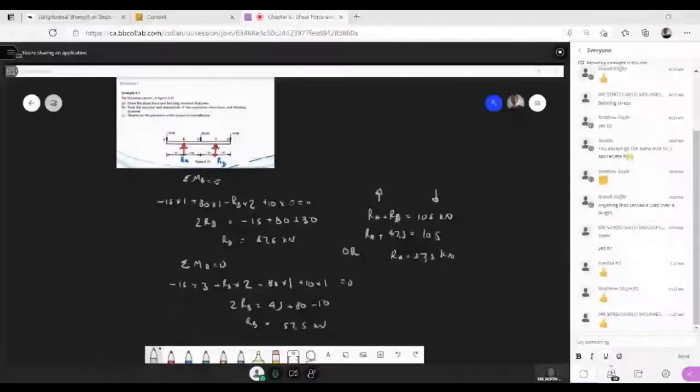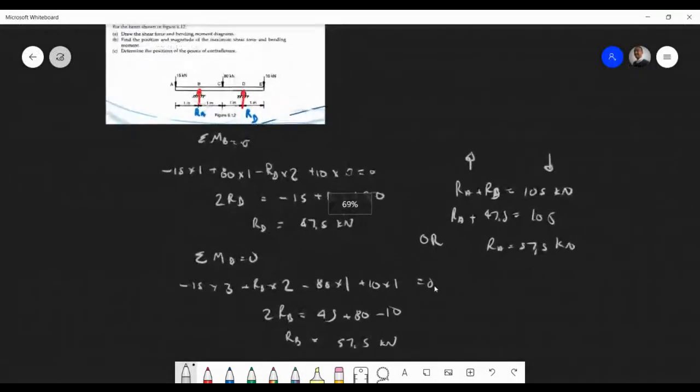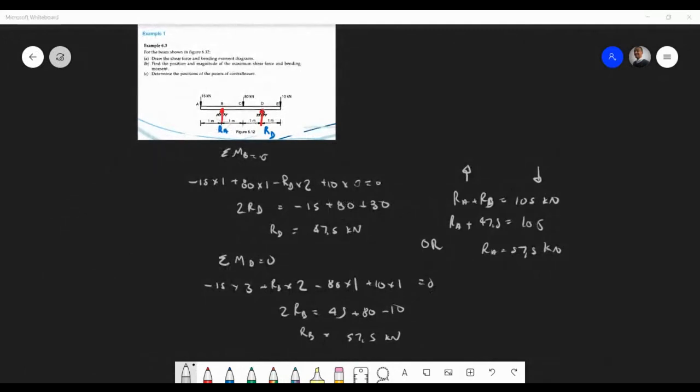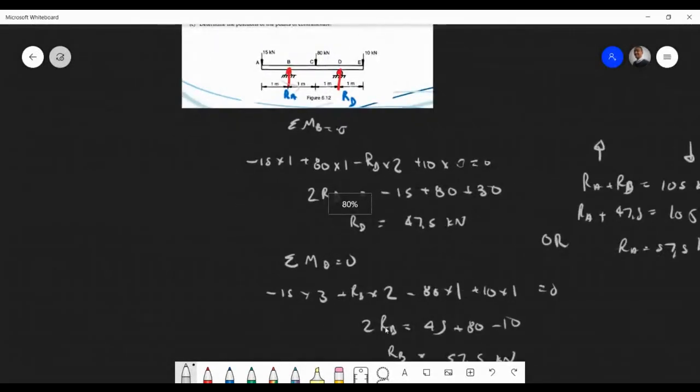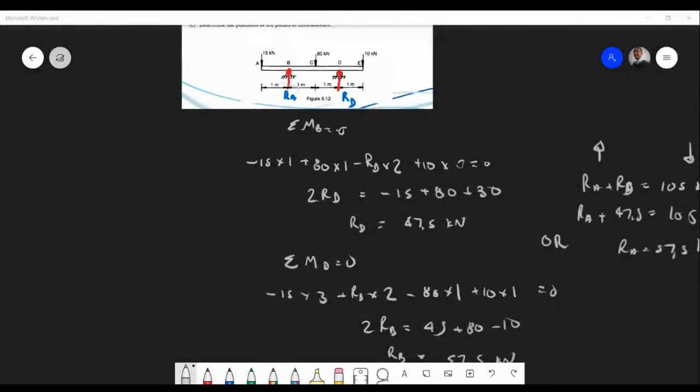All right. So now, once we have our reactions, we have to draw our load diagram. Okay, let me just copy this beam again. That's our first step to solving shear force and bending moment diagrams. You will get marks for that. I can definitely assure you.